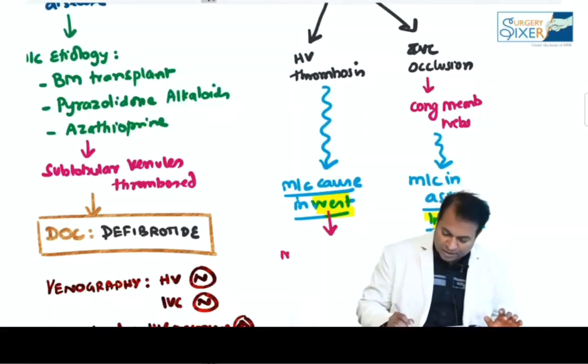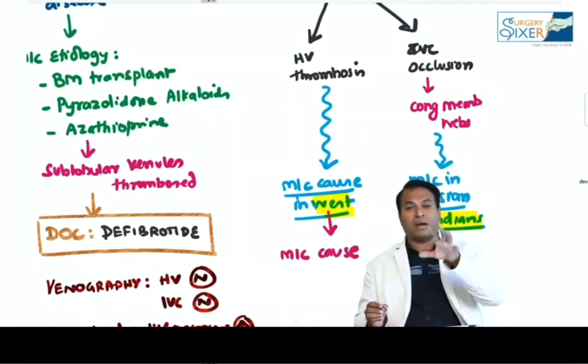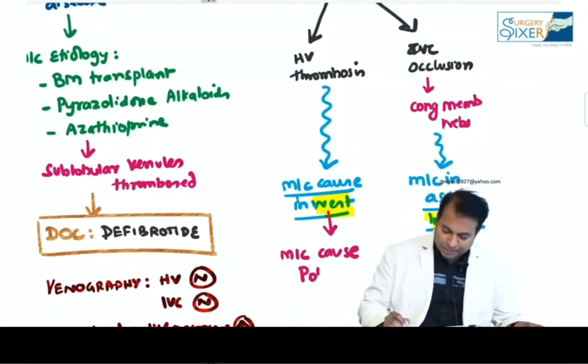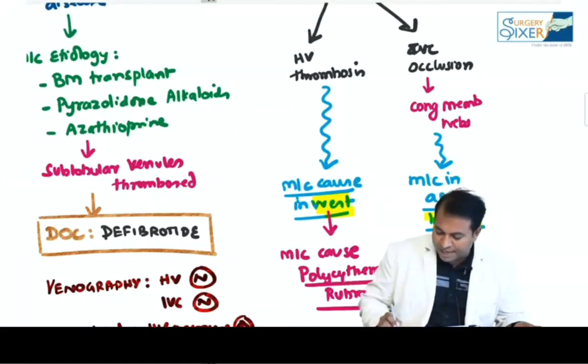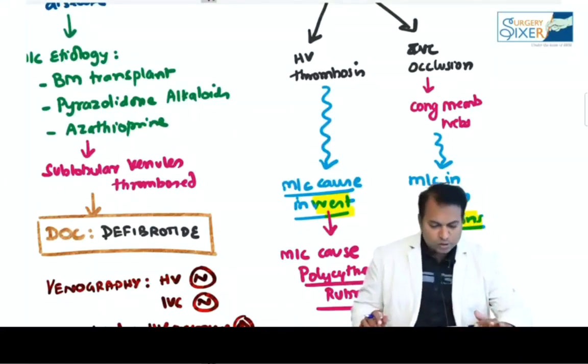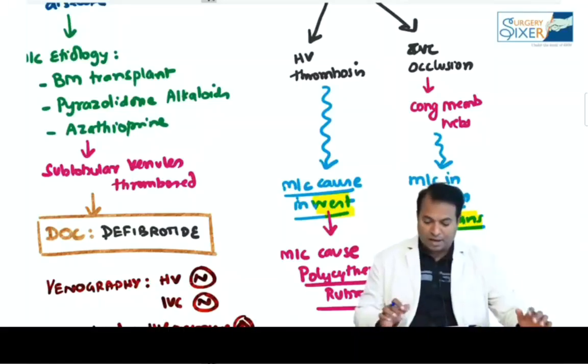So what is the most common cause of hepatic vein thrombosis? Can you tell me? It is polycythemia rubra vera. So polycythemia is one of the most common causes of hepatic vein thrombosis. Please don't forget this point. Polycythemia rubra vera is the most common cause of hepatic vein thrombosis.